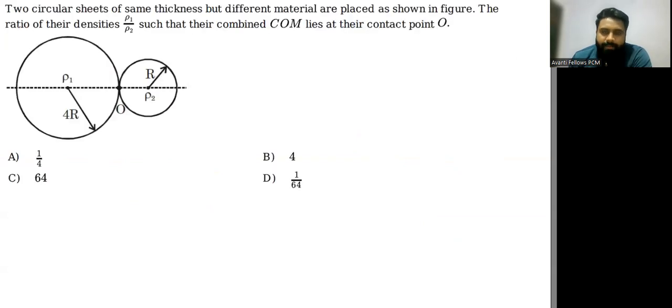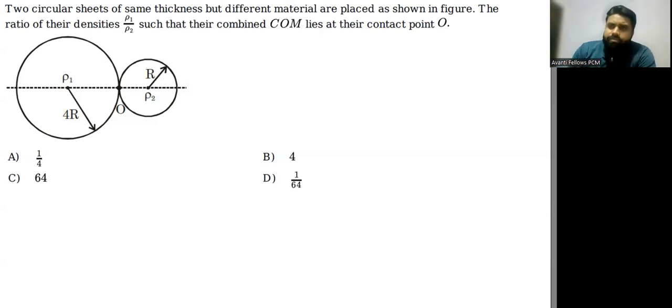Now, next question. This is also a very conceptual question. Two circular sheets of the same thickness but different material are placed as shown in the figure. The ratio of their densities is ρ1 and ρ2 such that their combined center of mass lies at their contact point O.